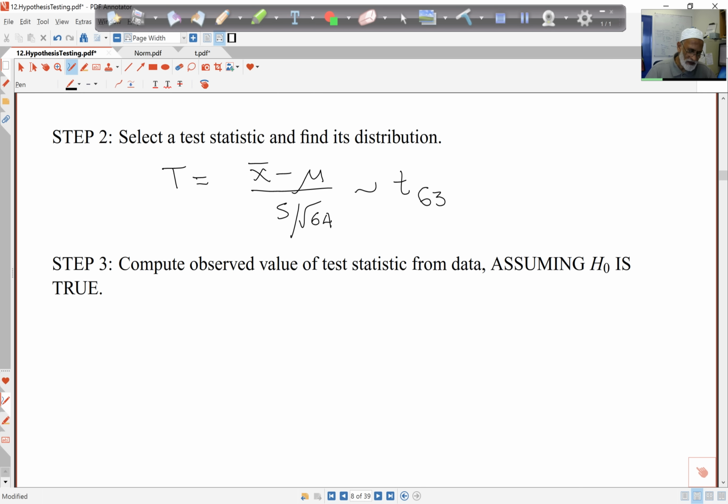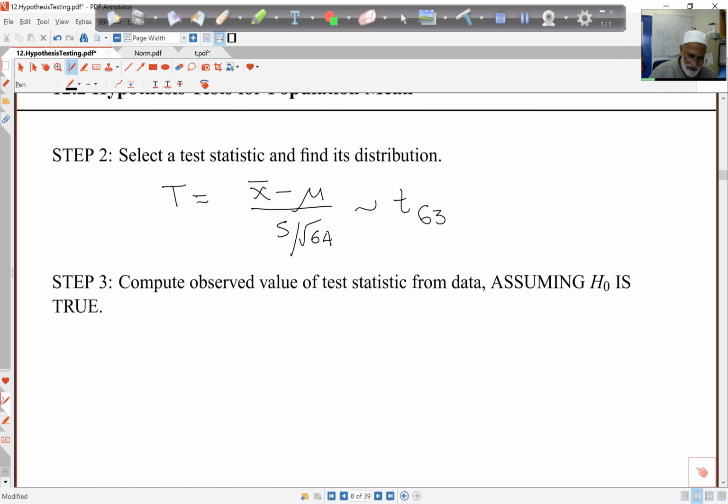The next is to compute the value of the test statistic, the observed value from the data, assuming H naught is true. So in this case, my observed value, t observed, or t_obs, of the test statistic from the data, my actual value from the sample was 3.238.